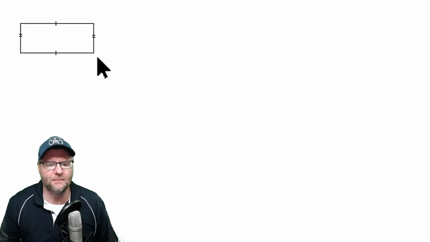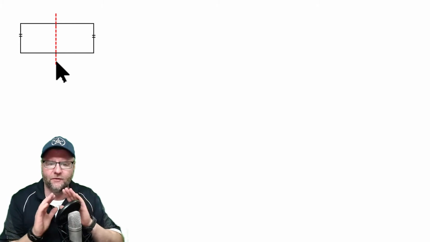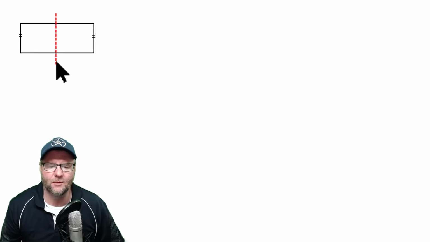Now, symmetry, remember, there's a couple of different types of symmetry. The first one is line symmetry. So if I drew a line down this, I could fold that rectangle in on itself. It would be the same on both sides. That's a line of symmetry.